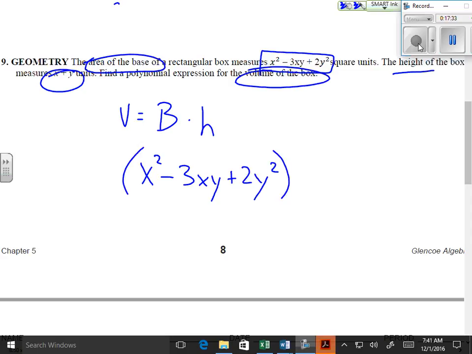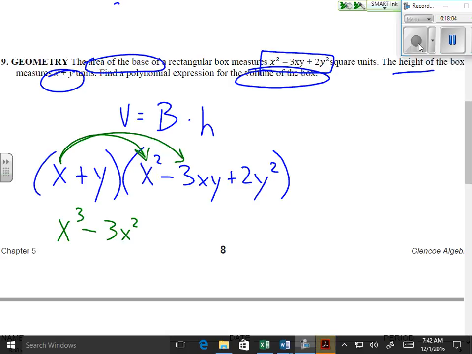times the height. Now you can put the x plus y here, or you can put it out front so that it looks a little bit more similar to problem number 8. So we're going to do that souped up FOIL here. Distribute the first term to all 3 of the terms in the second parenthesis. We get x cubed minus 3x squared y plus 2x y squared. And we'll distribute the y.